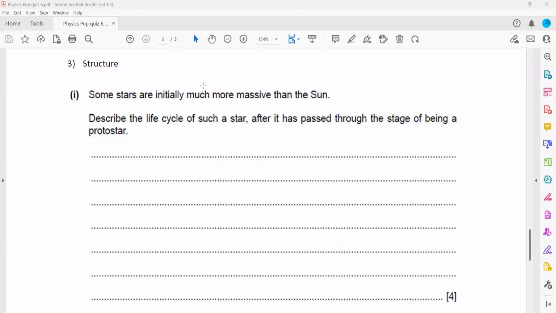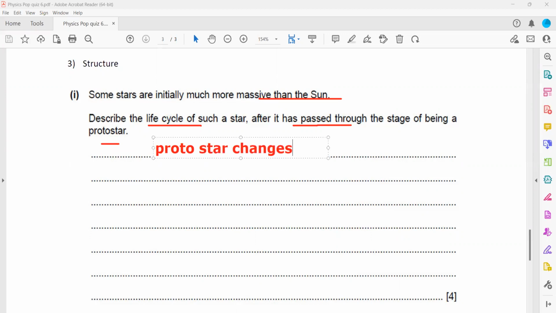The next question: some stars initially are much more massive than the sun. Describe the life cycle of such stars, what happens to them as they pass through stages from being a protostar. So for a massive star, the protostar changes to a main sequence star, or you can also say a stable star.